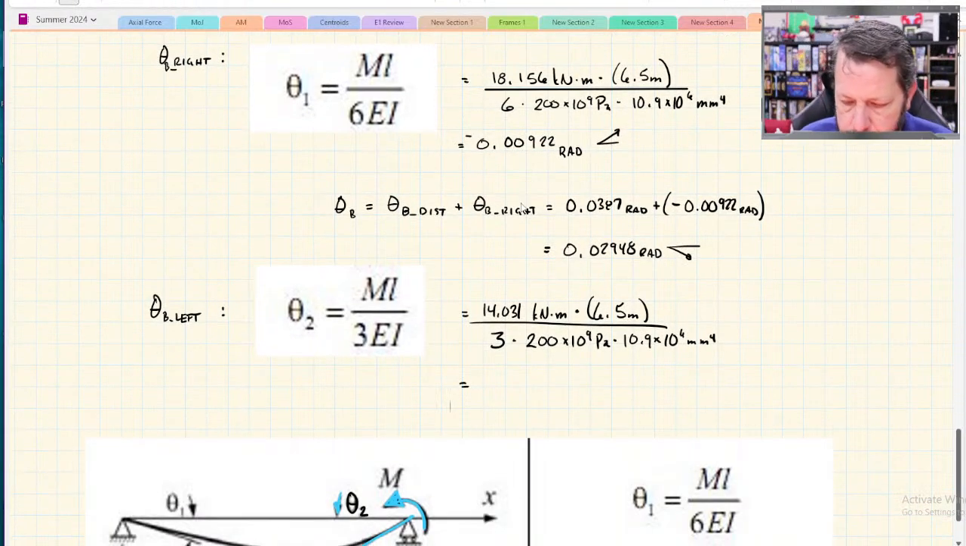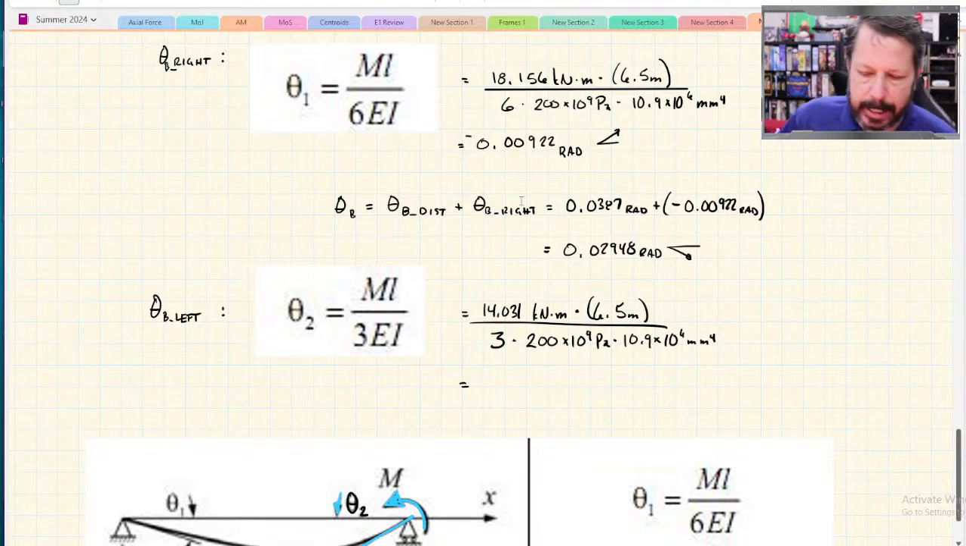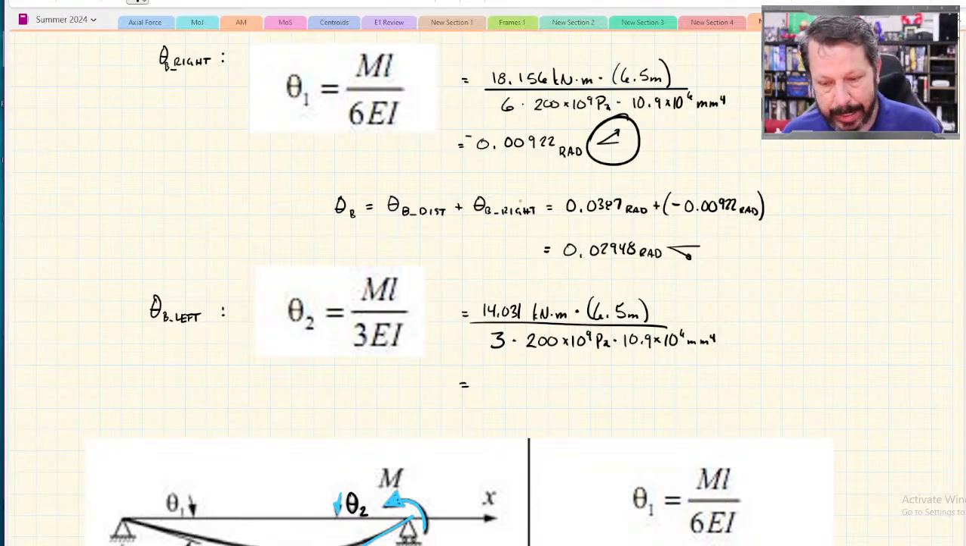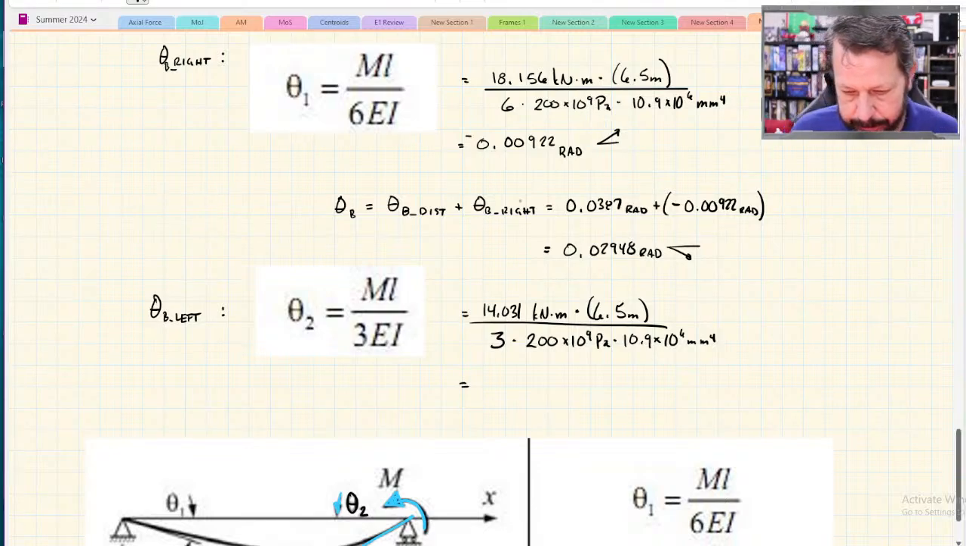So this one is going to slope the same way that we said the distributed load. Well, let's see. Yeah, it's going to have that kind of direction on the slope. So we gave that a negative sign. So this one will get a negative sign also.